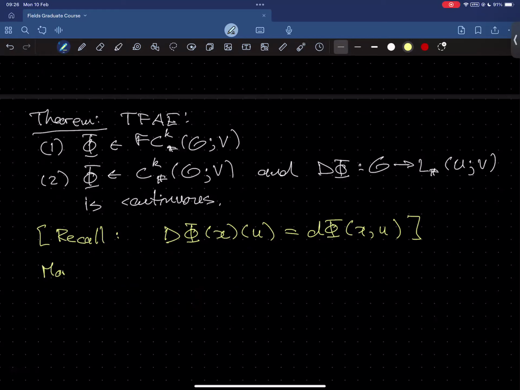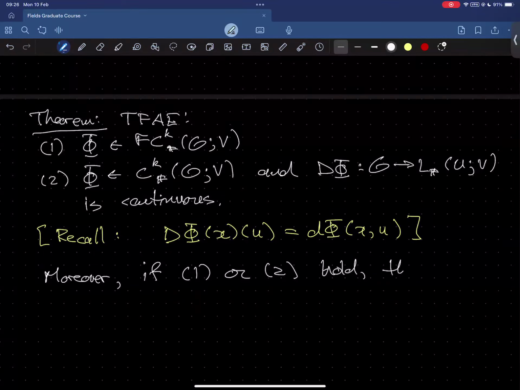Moreover, if 1 or equivalently 2 hold, then FD phi and D phi are the same.